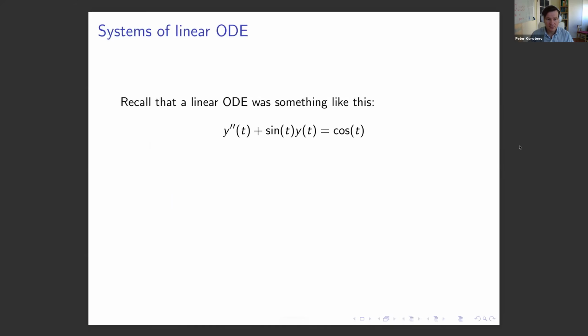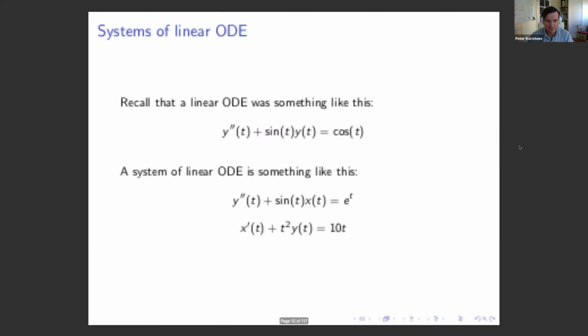Recall that a linear ordinary differential equation was something like this. So it's a functional relation between functions of a single variable and its derivatives. For example, y'' + sin(t) y(t) = cos(t).